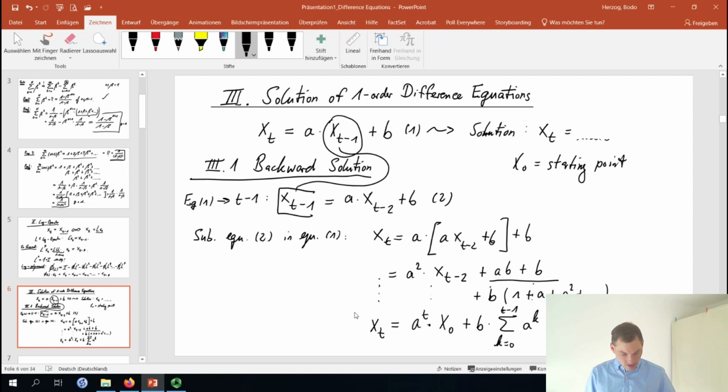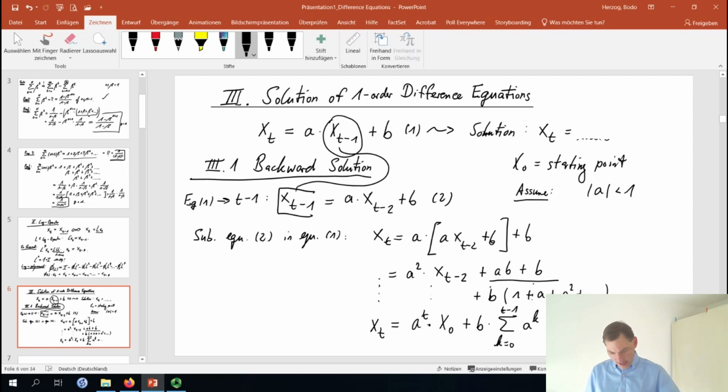So my solution function is a to the power of t. Look, my a is some term. And now let's assume, which is often the case, that a is also less than 1. The absolute value of a is less than 1. Then we can simplify this condition further.